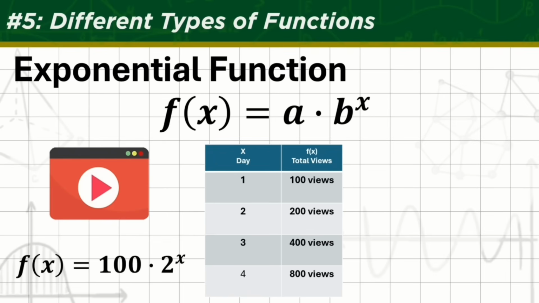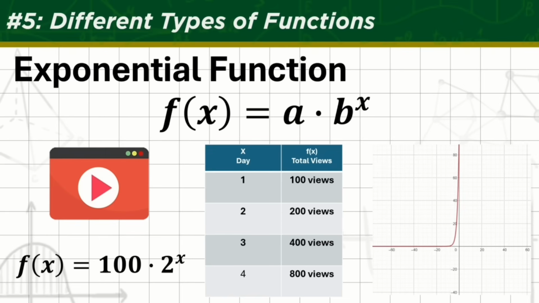The graph starts off slow, almost flat, but then it suddenly shoots upward, really steep. That is called exponential growth. So anytime you see something increasing super fast, like population, money in a savings account with interest, or viral videos, you're looking at an exponential function.